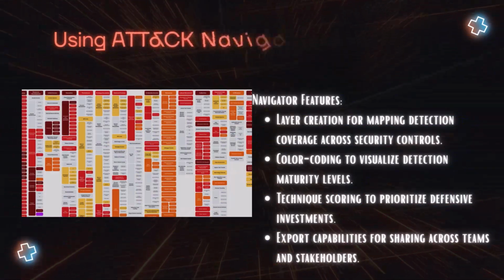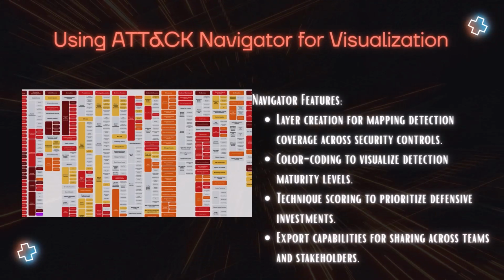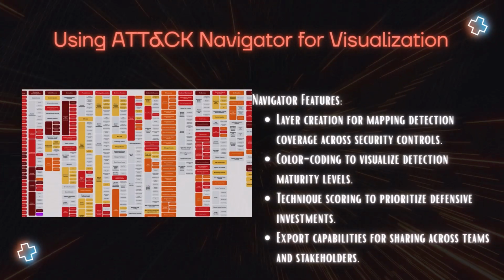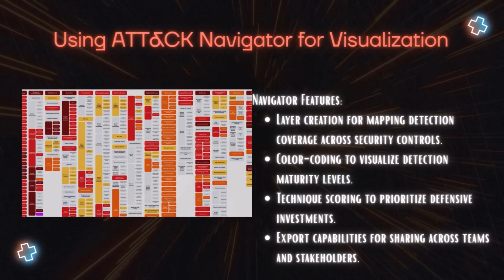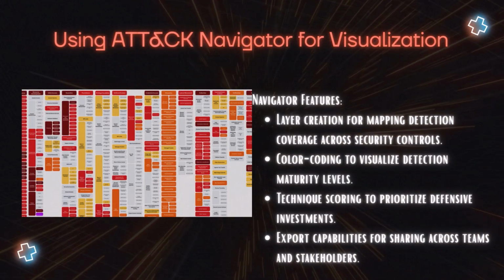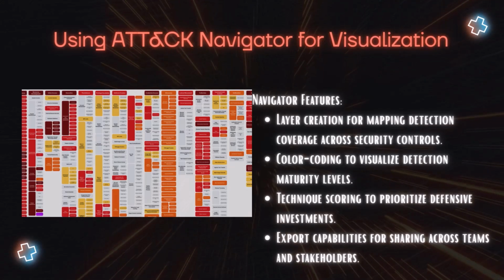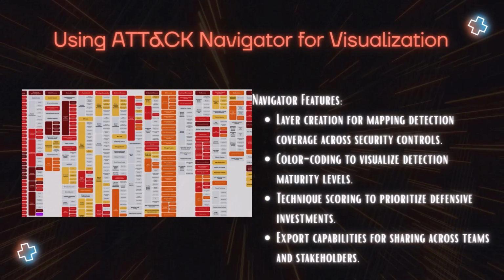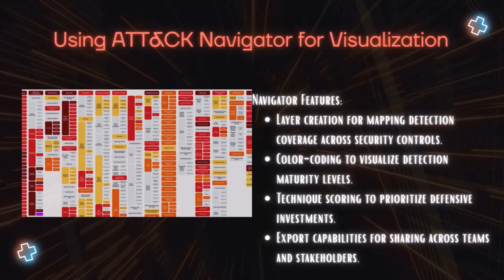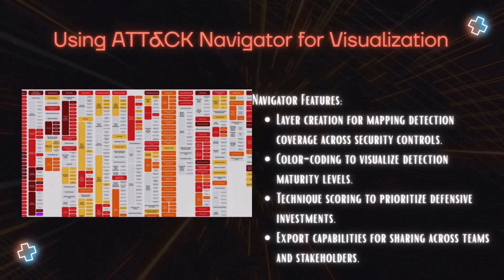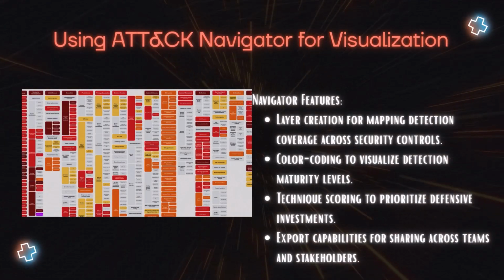The ATT&CK Navigator transforms static technique lists into dynamic, customizable heat maps that reveal coverage gaps and threat priorities. Navigator features include layer creation for mapping detection coverage across security controls, color coding to visualize detection maturity level, technique scoring to prioritize defensive investments, and export capabilities for sharing across teams and stakeholders.